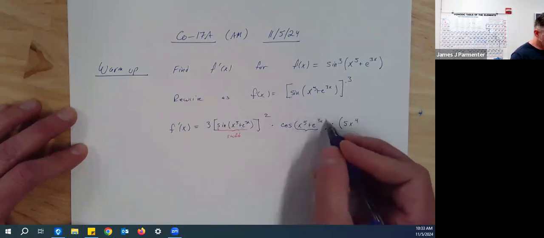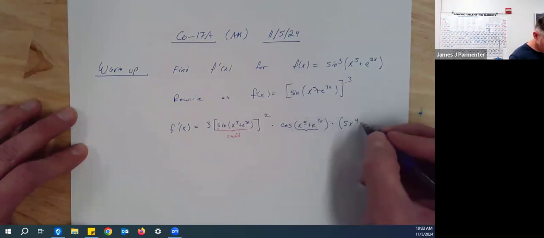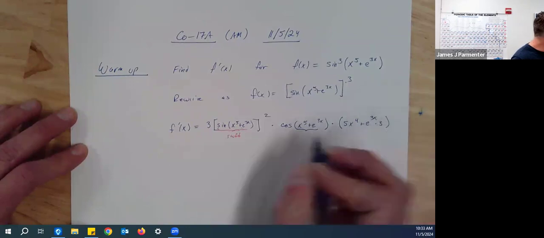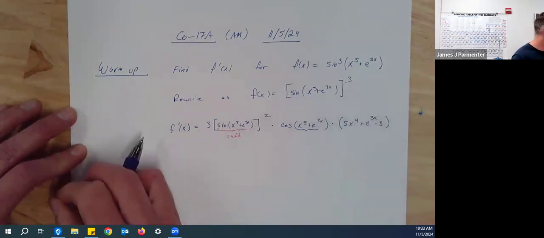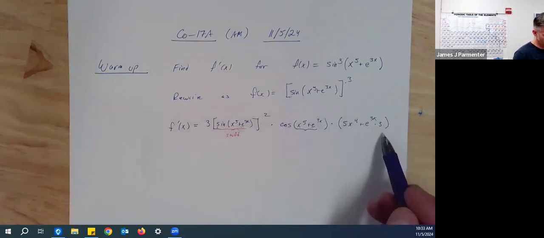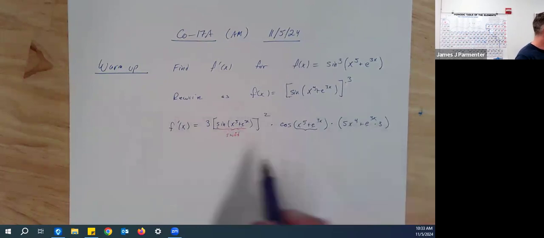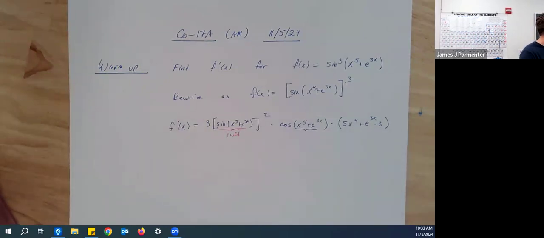The derivative of e to the 3x is actually another chain rule problem. The derivative of e to the stuff is going to be e to the stuff times the derivative of the stuff, which is e to the 3x times 3. Notice here that that 3 only gets multiplied by the e to the 3x, not by the 5x to the fourth. Kind of a little tricky there.